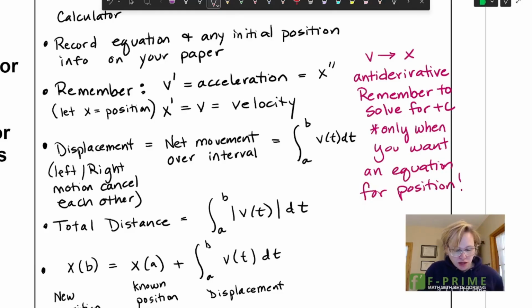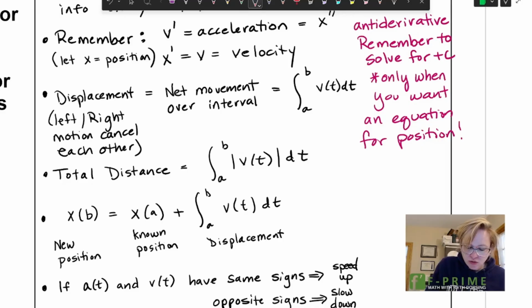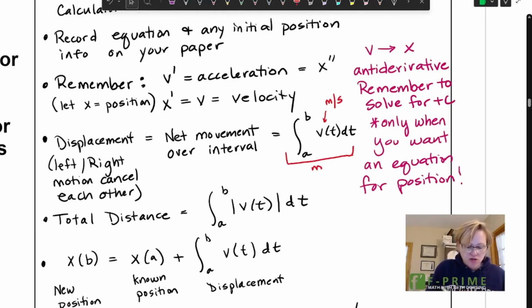Other things you're typically going to be asked for are potentially the displacement. The displacement is the net movement over an interval, so that's simply the integral from a to b of v of t dt. And remember, when we integrate a rate, if velocity is meters per second, then when we do the integral, we turn into meters. So the units shift: anytime we integrate, we take away a per time, and anytime we do a derivative, we add a per time. That's why acceleration is going to be meters per second squared.